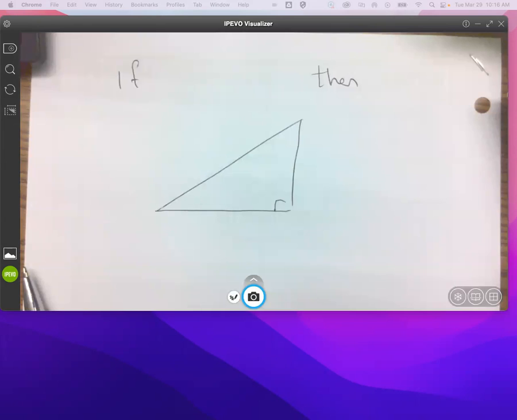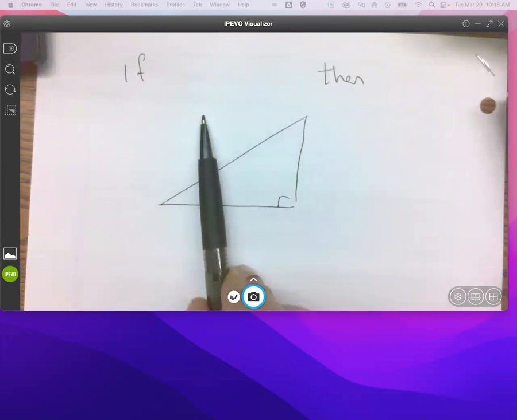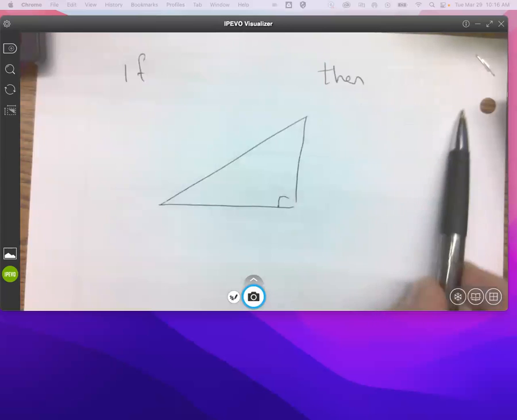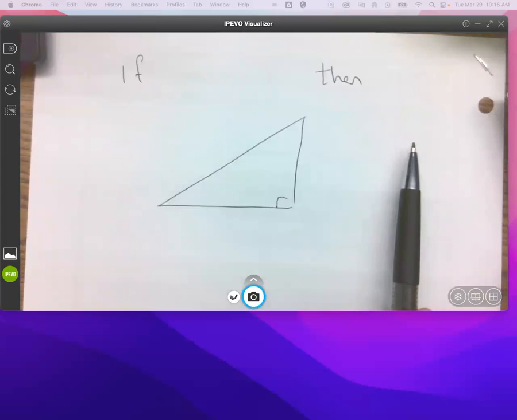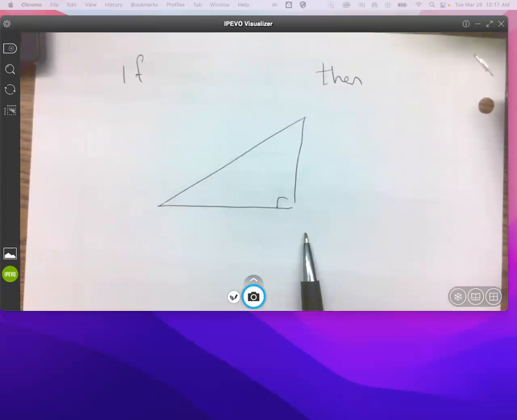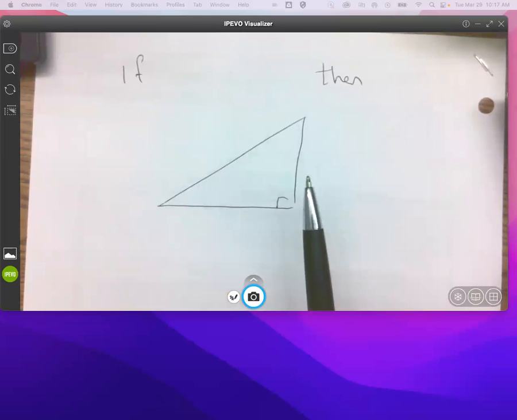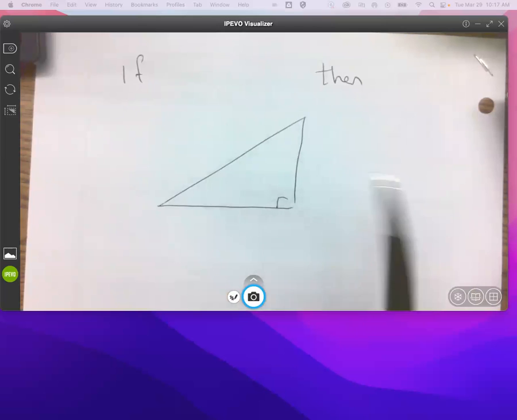So look up on the screen there, and I want you to tell me what I should write here, a hypothesis, and what I should write here as the conclusion to describe what types of problems we're able to solve now. If I'm given certain information, then I can find certain information. What types of problems have we been working with? What information did we have?